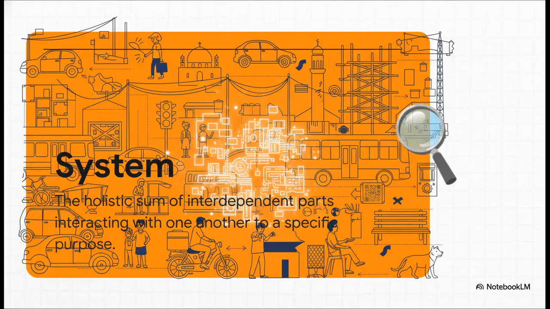To kind of anchor ourselves here, let's look at how Marcus P. Dawson defines this. A system is the holistic sum of the interdependent parts which interact with one another to a specific purpose. The absolutely crucial point here is that interaction and interdependence. Without those two things, you just have a loose collection of parts. It's not a system. Like a bunch of car parts sitting on a garage floor, that isn't a transportation system until they are put together and interacting to move you forward.